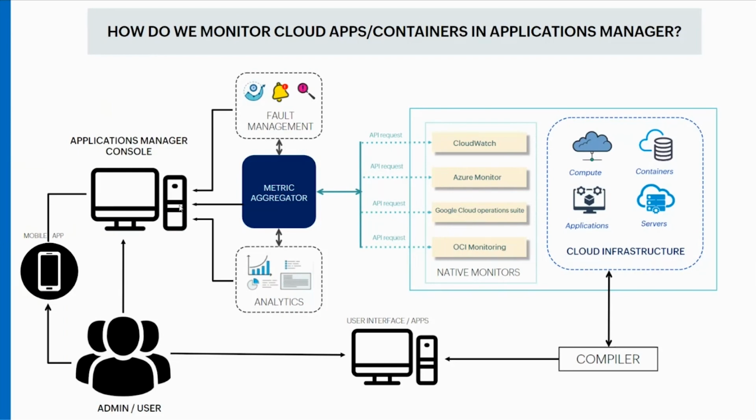So Applications Manager basically has a metric aggregator. This aggregator sends an API request to all of these native monitoring tools. Then it aggregates all the data, and that data is converted into meaningful information. This can help you make educated decisions. You can even manage all of your faults, predict the resource usage and the growth, and analyze the historical performance and trends. All of this data can be viewed on Applications Manager's web console, and if you've downloaded the Applications Manager's mobile app, you'll be able to view it there as well.